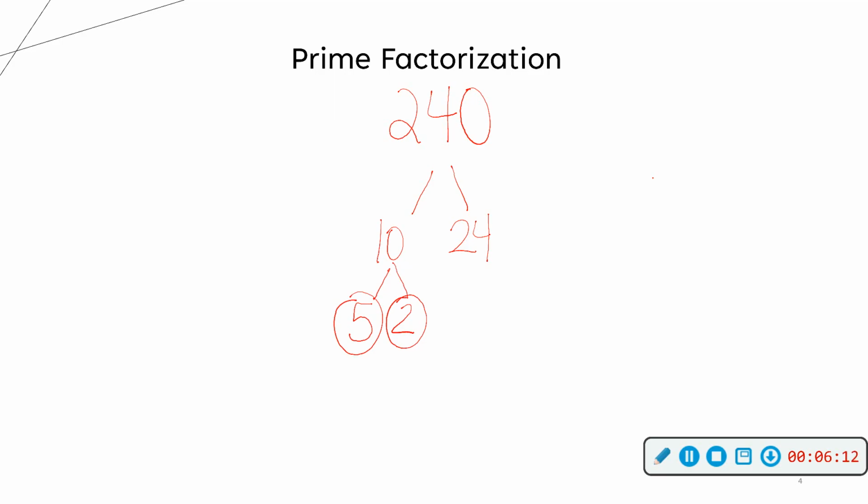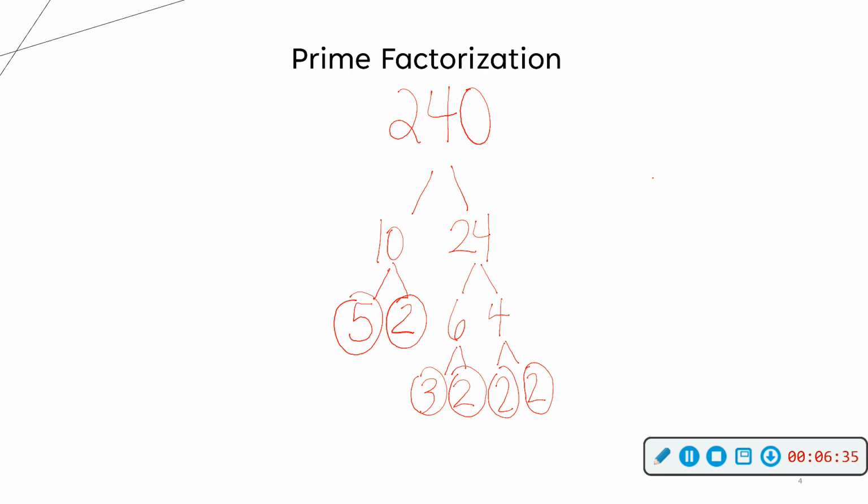Let's go ahead and look at my 24. What times what would give me 24? 6 times 4 would give me 24. Neither one of those is prime, so I'm going to keep going. 3 times 2 gives me 6. Circle, circle. And then 2 times 2. Circle, circle. So I know that both of those items are complete.